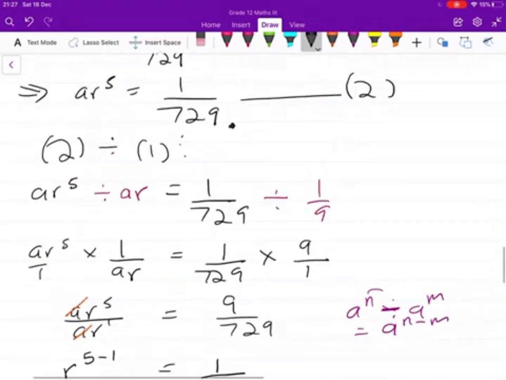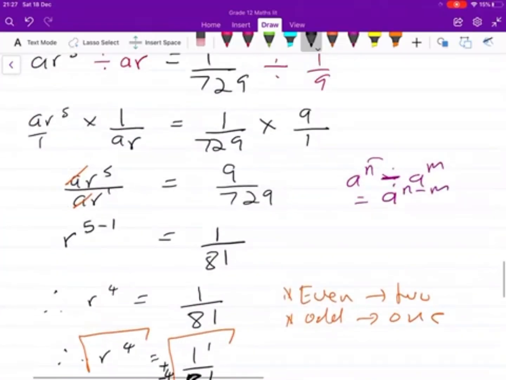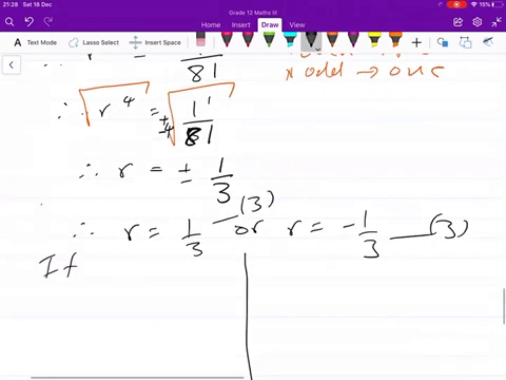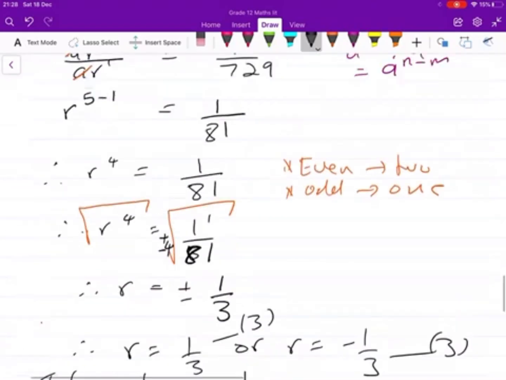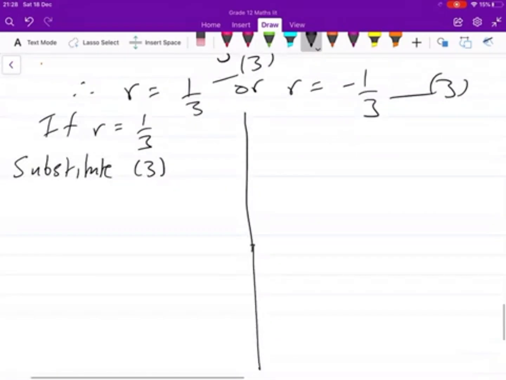All right, now let's see, guys. We have solved for R. Our next task now is to solve for A. So for my purposes, I will call this equation 3. This is the case where R equals 1 over 3, so we will substitute equation 3. Because on your slides we chose to substitute into equation 1, we will stick to that. Although you can substitute into equation 2, we'll substitute it into equation 1.